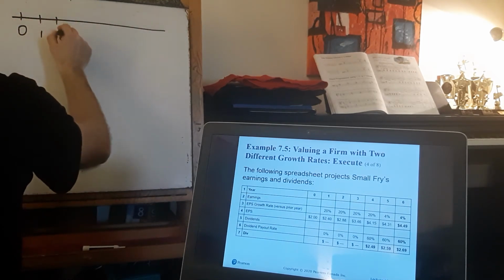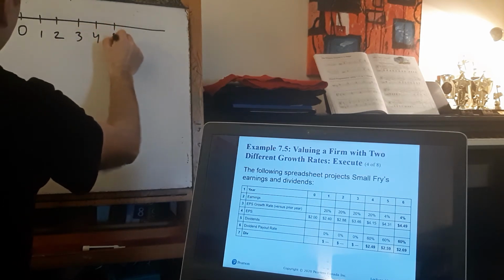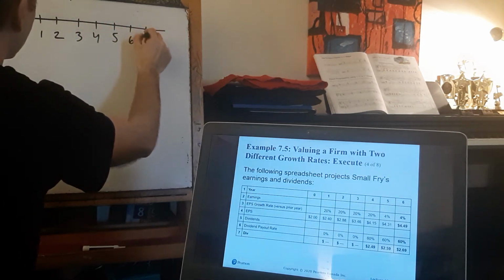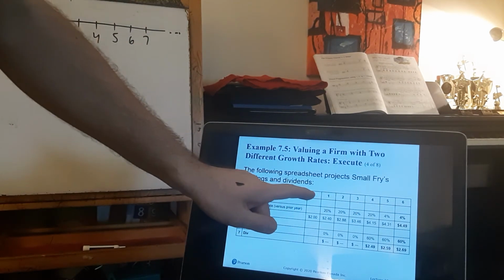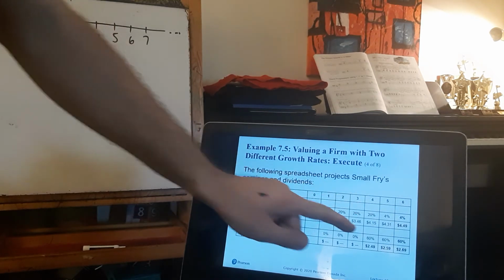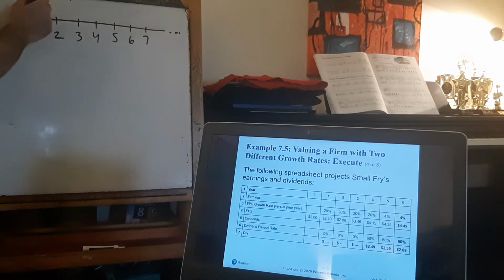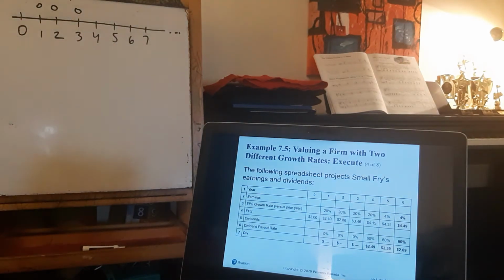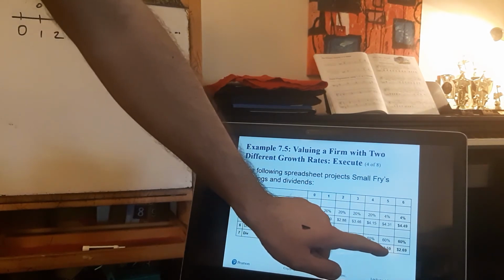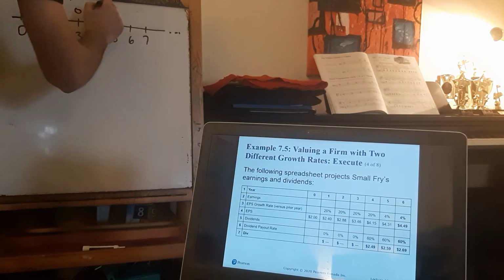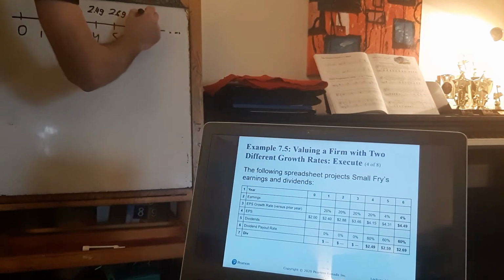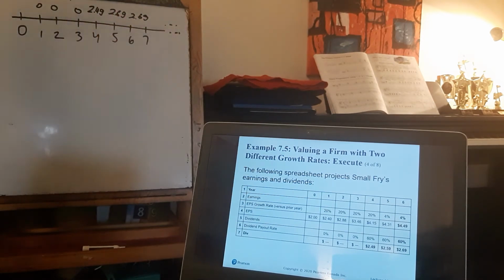Zero, 1, 2, 3, 4, 5, 6, 7. Now, if we go back to the table, year 0, nothing. Year 1, 2, 3, nothing. So that's 0, 0, 0. And then at the end of year 4, we have 2.49, then 2.59, then 2.69. And then we have other dividends.